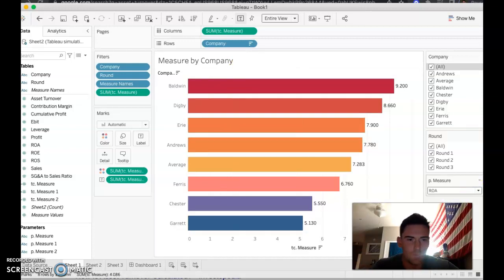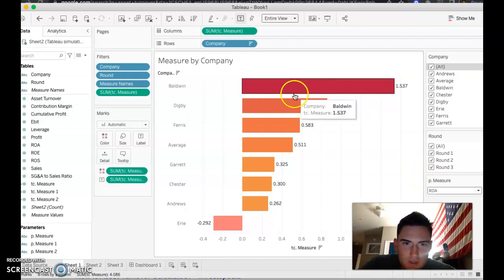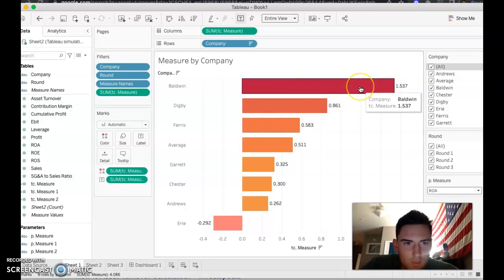And for return on assets, which is considered to be more important than return on equity, the main differentiator between the two is that the ROA takes into account leverage and debt, while ROE doesn't. So we can see that we had Baldwin on the top here with 1500 or 1.5 ROA.